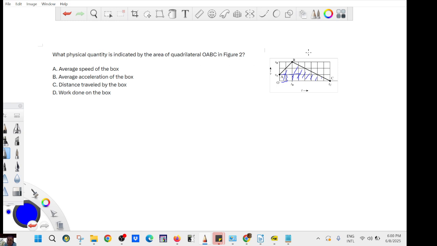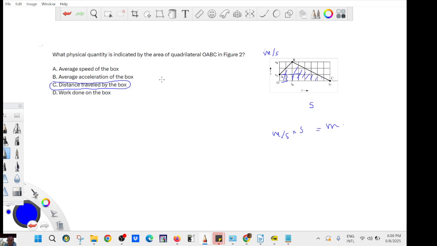Area is always 2 dimensions, right? So you multiply width times length, for example. So what are the 2 dimensions involved? You're going to have the time here, and here you have the speed. So meter per second, and then times second. If you do meter per second times second, it's going to be meters. And the only thing that sounds right here will be the distance. So just by looking at the units, you can answer the question.